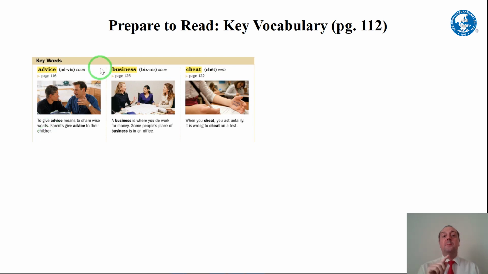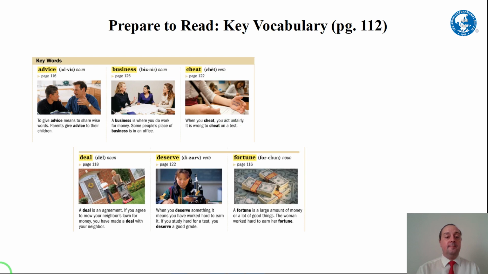Next one, business. A business is where you do work for money. Some people's place of business is in an office. Next one, cheat. You can see here the student is cheating by writing the answers on their hand. When you cheat, you act unfairly. It is wrong to cheat on a test.